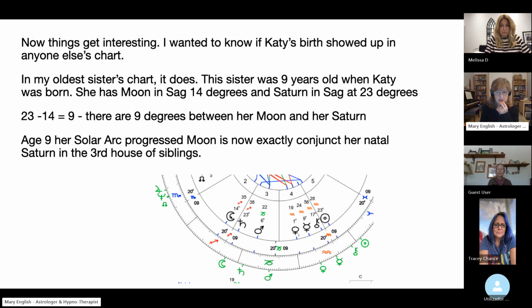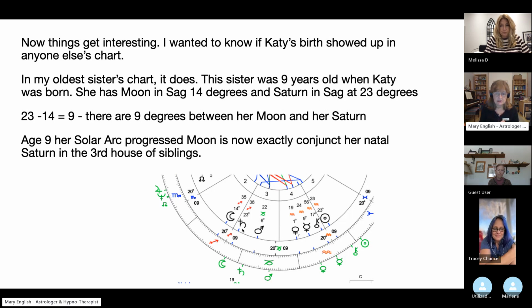So she's got Moon in Sagittarius and Saturn in Sagittarius. The Moon is at 14 degrees and Saturn at 23 degrees. So 23 minus 14 is 9. There are 9 degrees between her Moon and her Saturn. At age 9, her solar arc progressed Moon is now exactly conjunct her natal Saturn in the 3rd house of siblings. The 3rd house in astrology is brothers and sisters. The Moon comes along and goes smash into her Saturn.